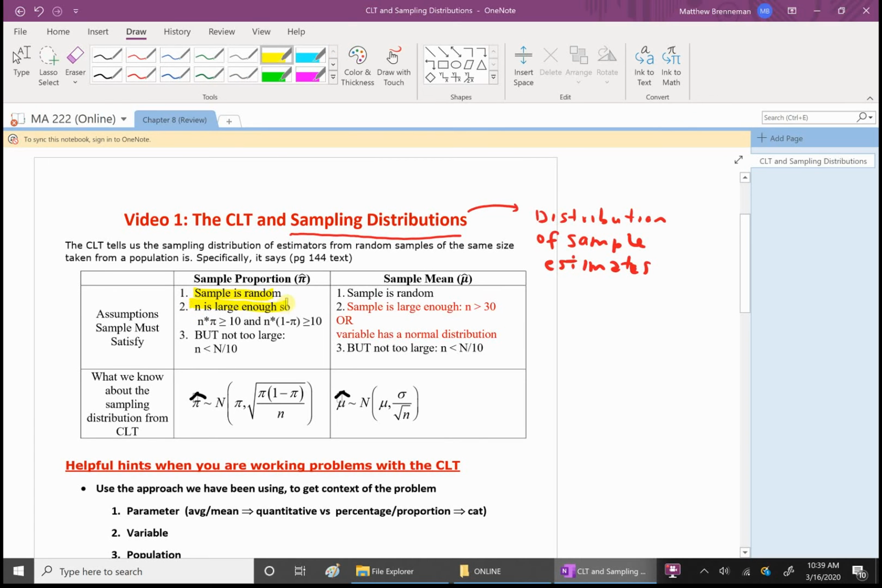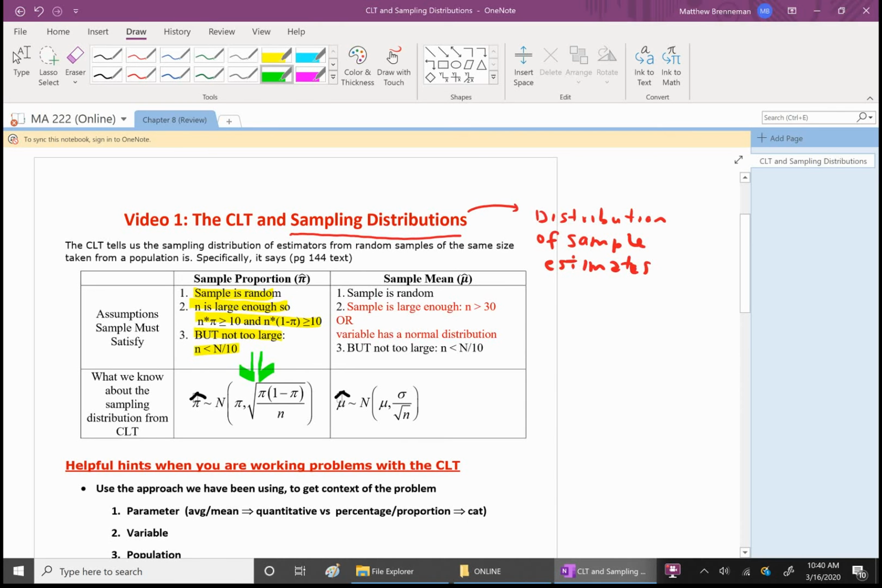And the central limit theorem says, well, if you have a sample that's random and it's large enough, and notice here that in the sampling distribution we actually can define what large enough is, right? It says whatever the population parameter is, when you multiply it by the sample size, you have to get at least 10. And when you multiply the sample size times 1 minus the population proportion, you have to get at least 10 also. But we can't have a sample that's too large. In other words, our sample size can't exceed 10% of our population.